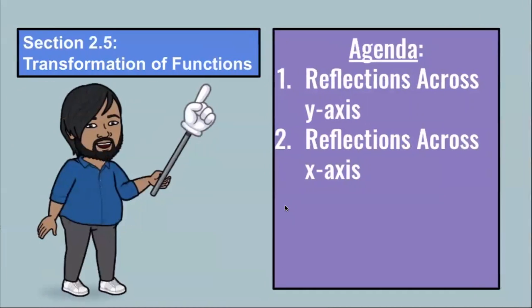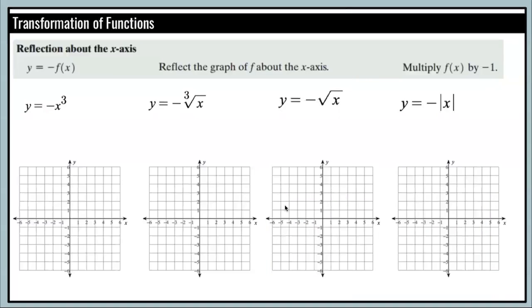Okay. Let's go on to our next thing. Reflections about the x-axis. That looks like this. Y equals negative f of x. Things I want you to notice, and you should write all of this down: the negative is outside of the parent function. You reflect about the x-axis.